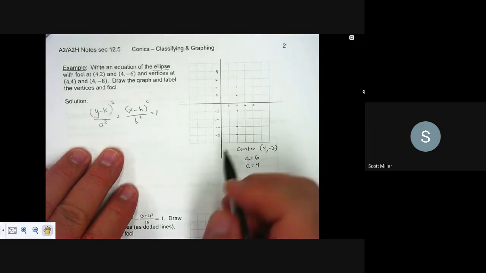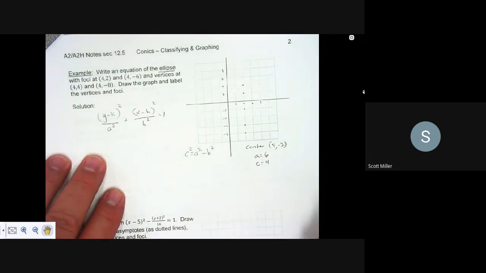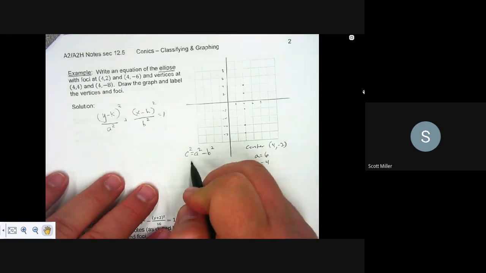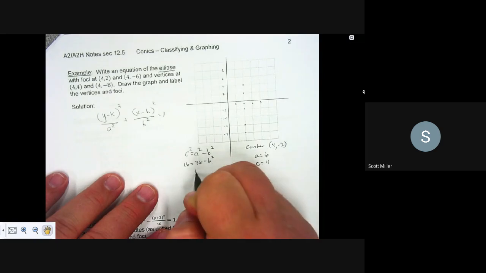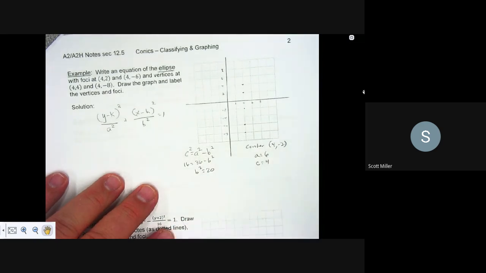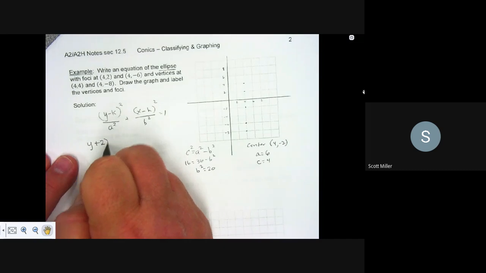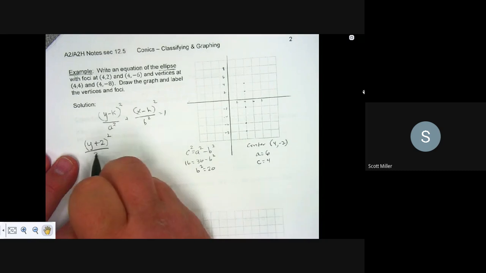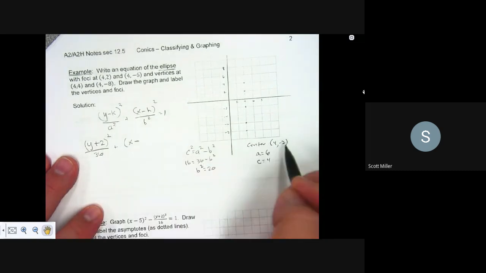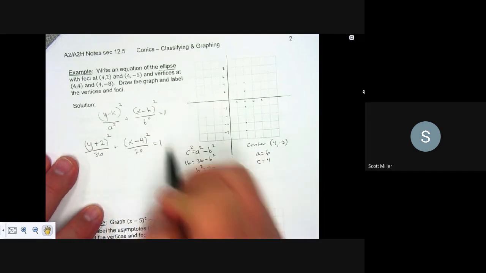And then from that, we can go over here and find B, because C squared is A squared minus B squared in an ellipse. Plugging these numbers in and solving it out, we get 16 equals 36 minus B squared. So B squared is 20. And so now I have everything I need. I can now plug it into my equation. We have Y minus -2 squared over A squared, which would be 36. And then X minus 4 squared over 20 equals 1.